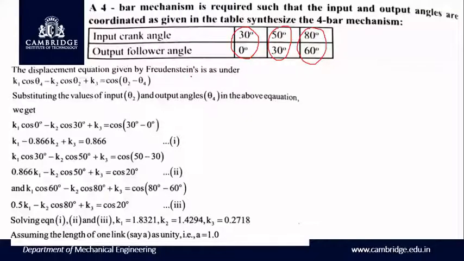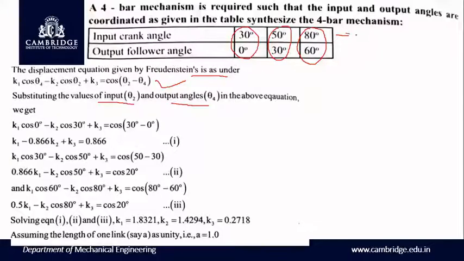Let us consider the Freudenstein equation, that is k1 cos theta 4 minus k2 cos theta 2 plus k3 is equal to cos theta 2 minus cos theta 4, which we just derived in previous slides. Now what is theta 2? Theta 2 is the input angle, theta 4 is the output angle. Consider the first set, that is 30 degree and 0 degree. So theta 2 is 30 degree and theta 4 is 0 degree.